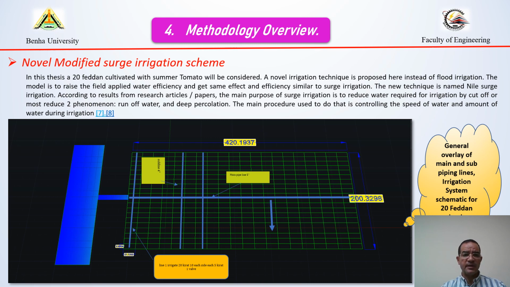Novel modified surge irrigation scheme. The surge irrigation is used principally to overcome two issues: runoff of irrigation water and deep percolation of irrigation water. We modify this to be suitable for the Egyptian environment and propose a novel modified surge irrigation scheme to make water reduction of 30%.